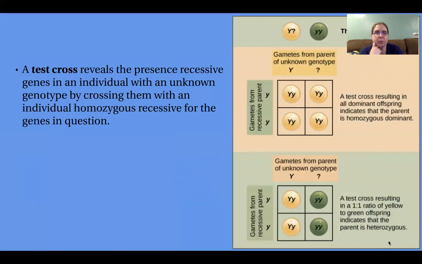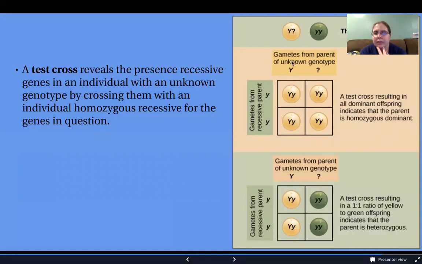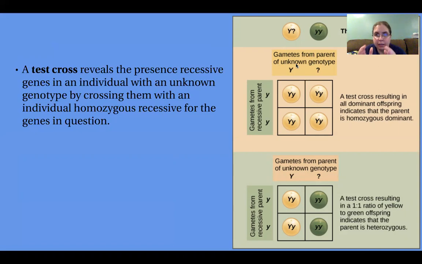A test cross reveals the presence of recessive genes in an individual with an unknown genotype if we cross them with a homozygous recessive genotype. What I mean by that is, we'll just use this picture. I know that the pea plant has yellow peas, but I don't know, is it homozygous dominant or is it heterozygous? Is it big Y, big Y, or is it big Y, little y? I don't know. So what I can do is called a test cross. I can cross it with little y, little y, so with a green pea plant.